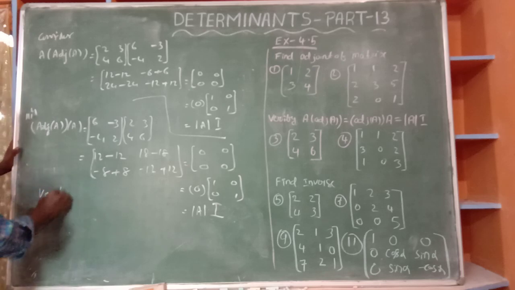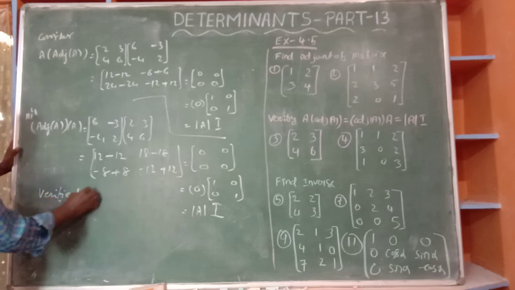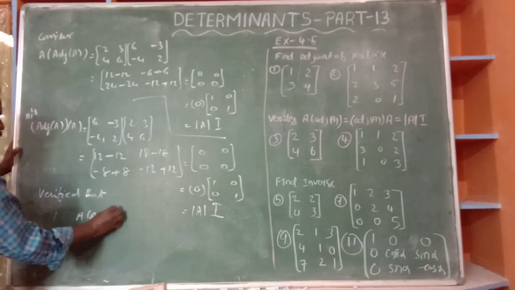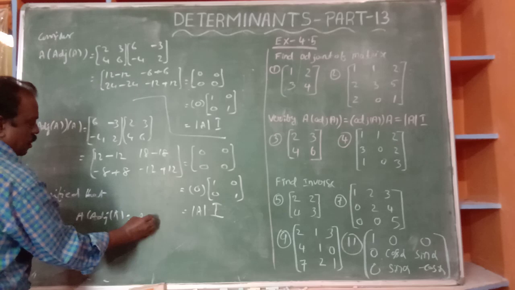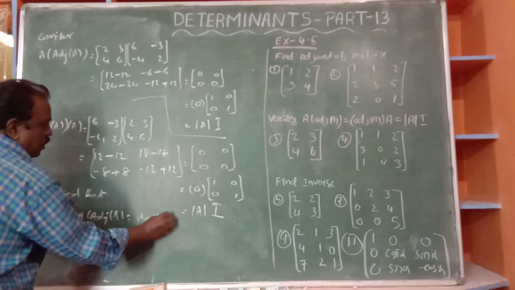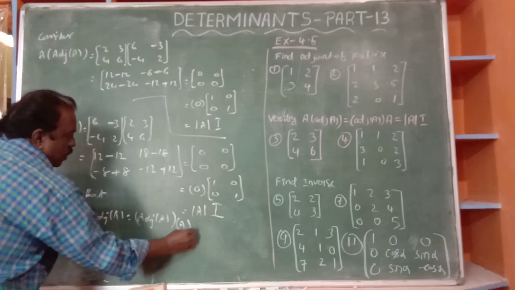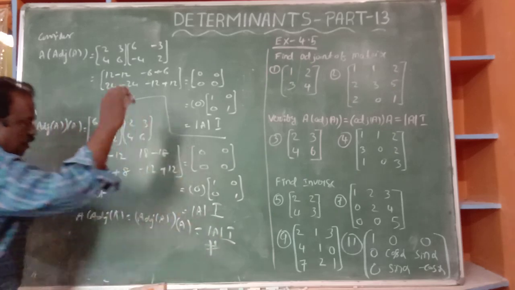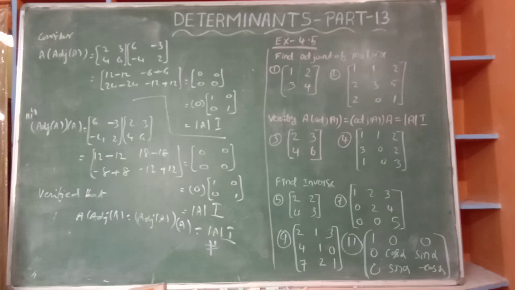We verified that A into adjoint A is nothing but adjoint A into A, which is equal to det A into I. Like that, I will prove.